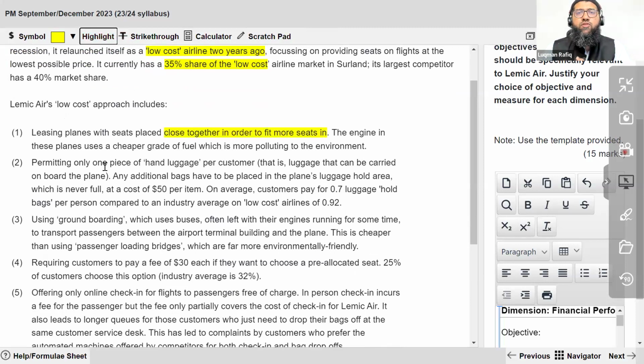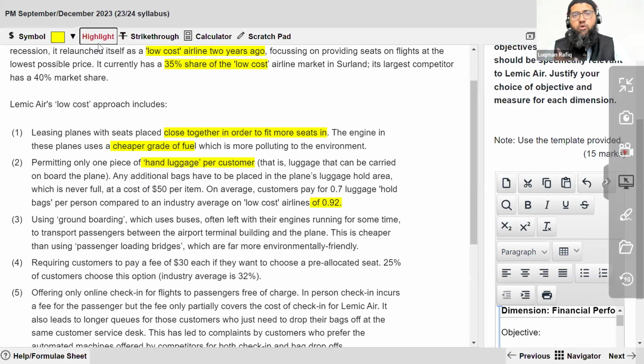The engines in these planes use a cheaper grade of fuel, which is polluting to the environment. It permits only one piece of hand luggage per customer, that is, luggage that can be carried on board the plane. Any additional bags have to be placed in the plane's luggage hold area, which is never full, at a cost of $50 per item. On average, customers pay for 0.7 luggage hold bags per person compared to an industry average for low-cost airlines of 0.92.